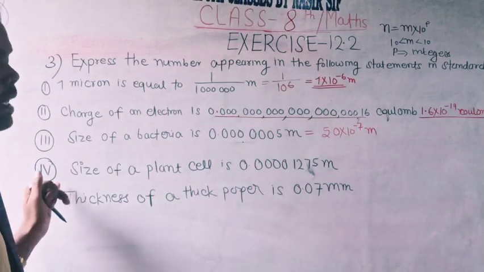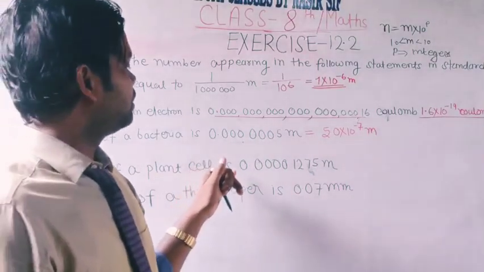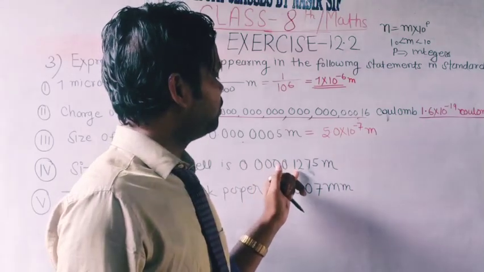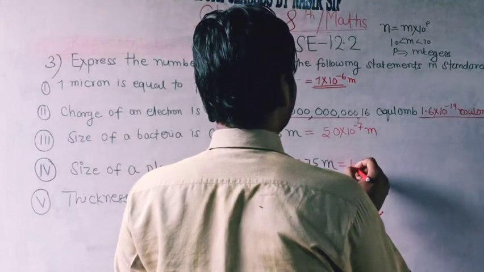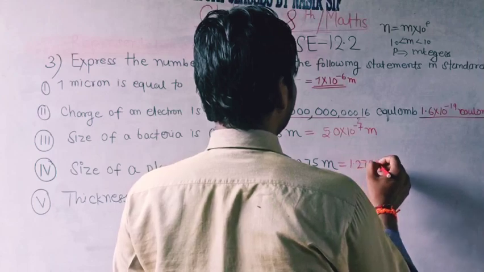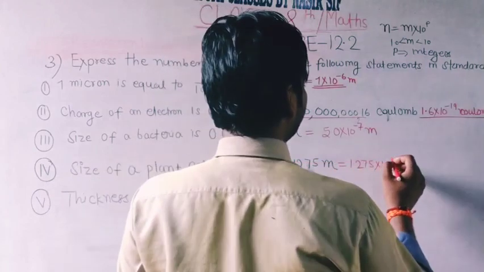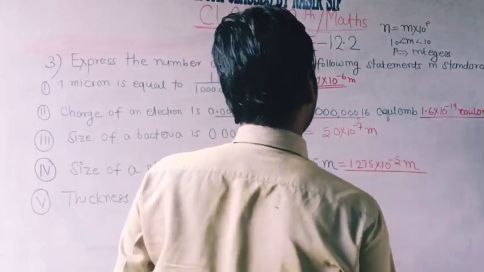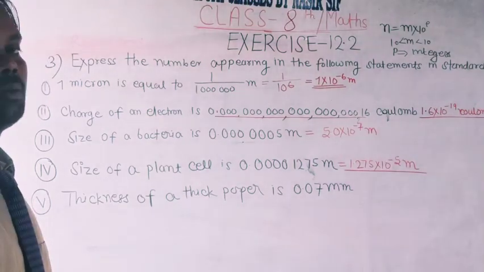And the fourth part: size of a plant cell is 0.0000125 meter. This will be written in standard form as 1.275 into 10 to the power minus 5 meter.